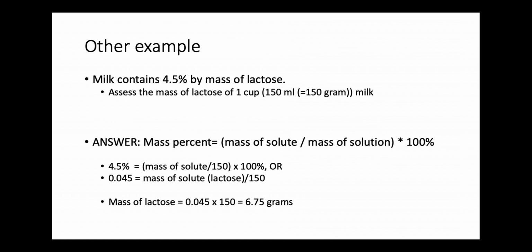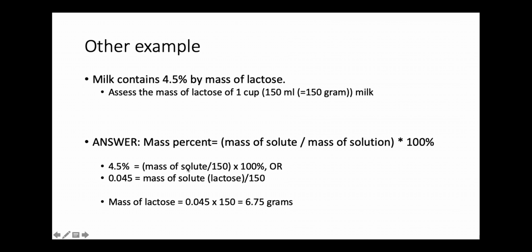Okay, next example. Milk contains 4.5% by mass of lactose. How much lactose do I have in 1 cup, 150 milliliters? I assume that's 150 grams of milk. So the answer again, here I have the formula. Mass percent is the mass of my solute divided by the mass of my solution, and the solution is the milk, times 100.